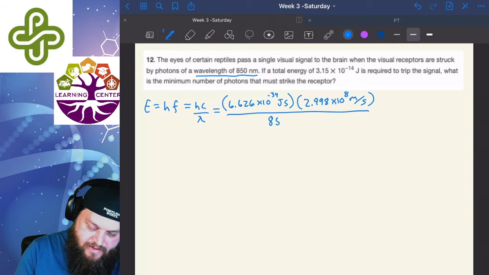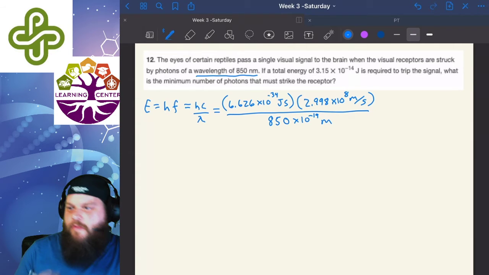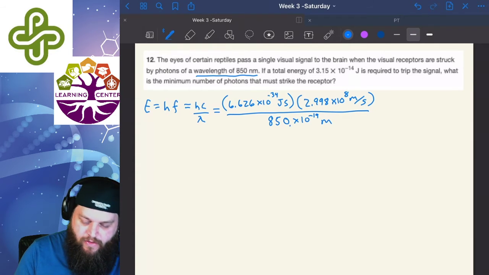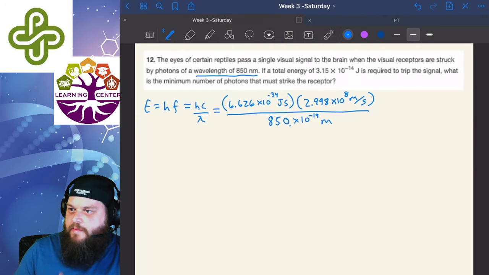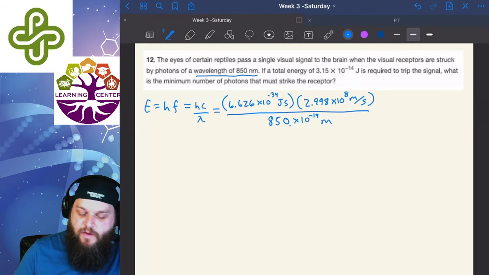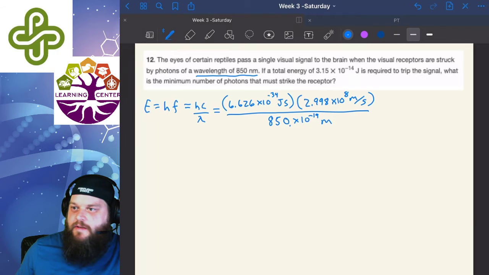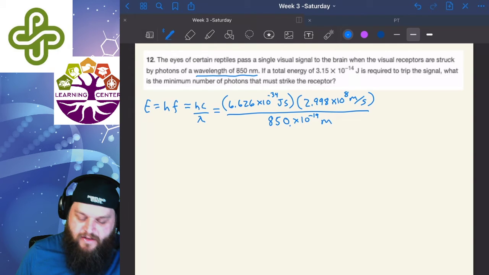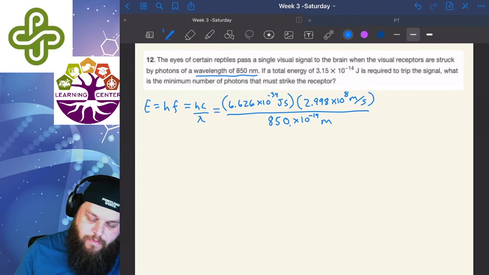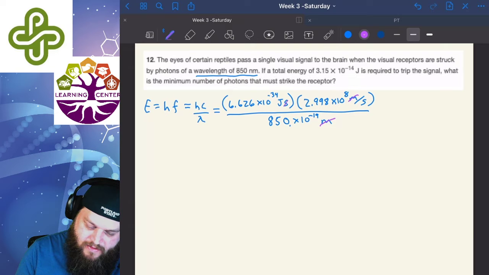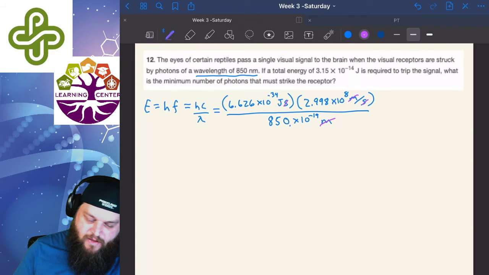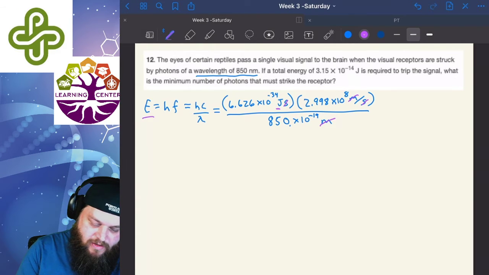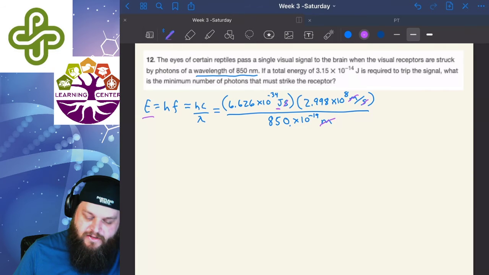I'm just going to write this in meters as times 10 to the negative 19 meters. It's not quite proper scientific notation because I have 3 places to the left of my decimal place, but it works. It's an easy, quick way to convert nanometers into meters by just making it times 10 to the negative 19. And we can then make sure unit-wise, seconds and meters will all cancel out. We're going to end up with joules. Joules is a unit of energy, so we're probably good there. Let's do our math.